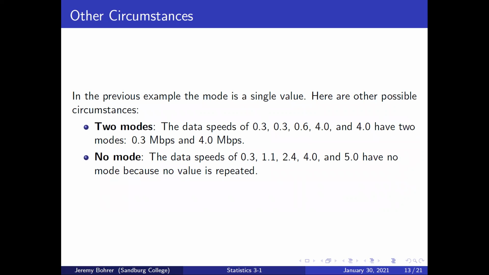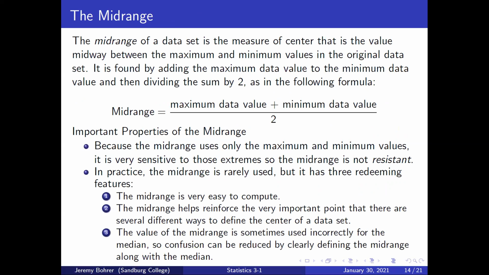In the previous example, the mode is a single value. Here are other possible circumstances. The data speeds of 0.3, 0.3, 0.6, 4.0, and 4.0 have 2 modes, 0.3 megabits per second and 4.0 megabits per second. Whereas the data speeds of 0.3, 1.1, 2.4, 4.0, and 5.0 have no mode because no value is repeated.